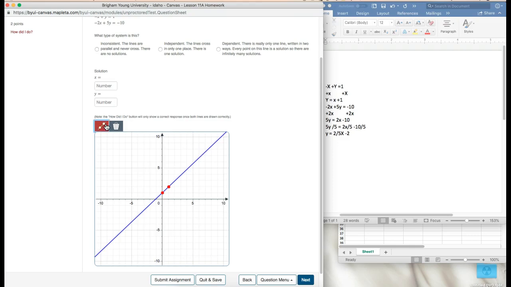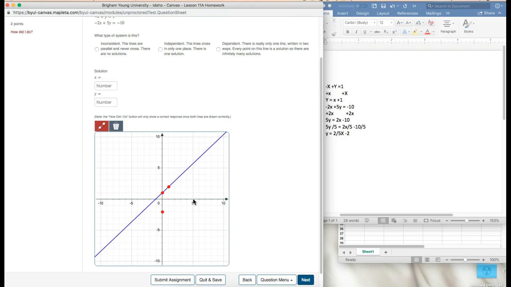Oh, I have to tell it to graph again. There we go. Negative 2. And then I have a slope of positive 2 over 5. That means from here I need to rise 2 and run 5. And I can go here, or I can go down 2 and run 5 this way. Either way, I will get the exact same line.